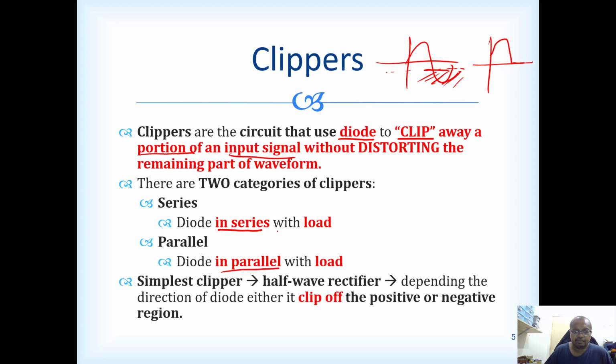The simplest clipper that you can see is the half-wave rectifier, which clips only the negative parts. We throw out this part, so the output will become like that. So this is the half-wave rectifier. Basically, this is a diode clipping action.